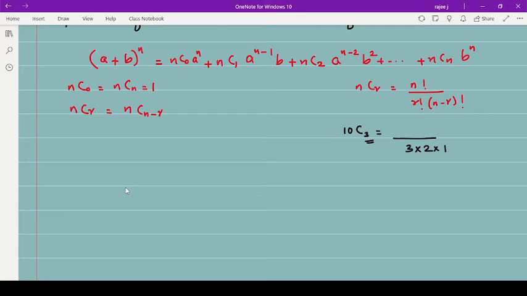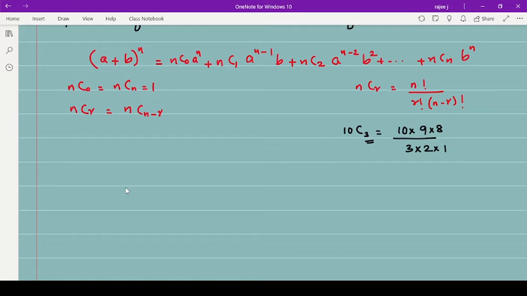3 numbers in descending order starting from 10. So that is 10 into 9 into 8. Or if you use the formula, it means 10 factorial by 3 factorial into (10 minus 3), that is 7 factorial. Then you have to simplify all that.